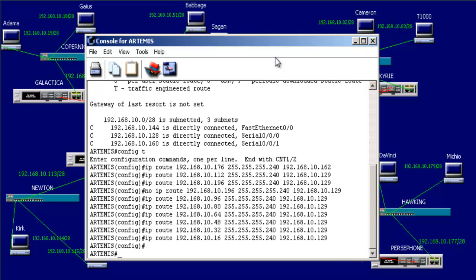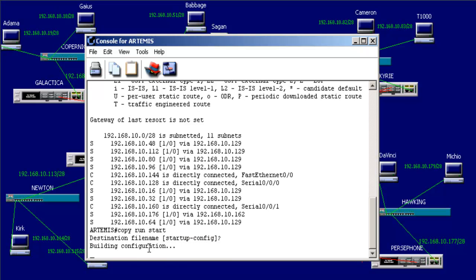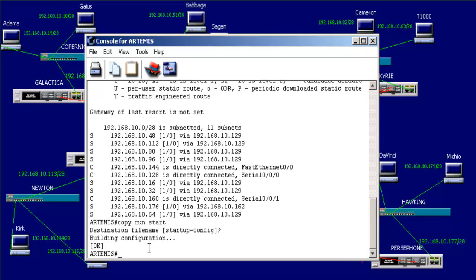Control Z under privilege mode and show IP route, and look at our traffic. Make sure it's being routed properly in the right direction. So 162 and 129 respectively, and then there are all of our subnets based on our mask value of 240 in the last byte, or octet, and 4 bits. Looks good. Copy run start. Woohoo! And we are good to go.